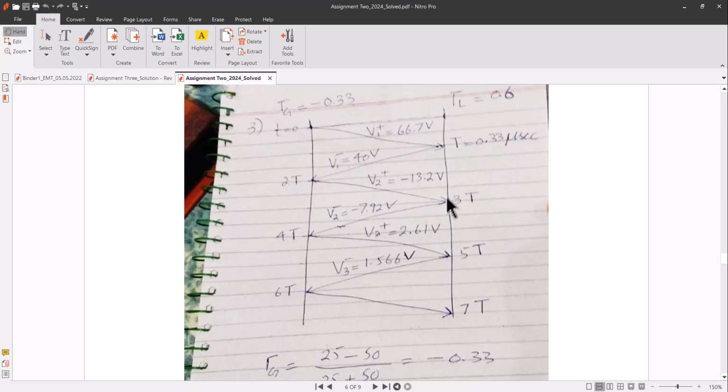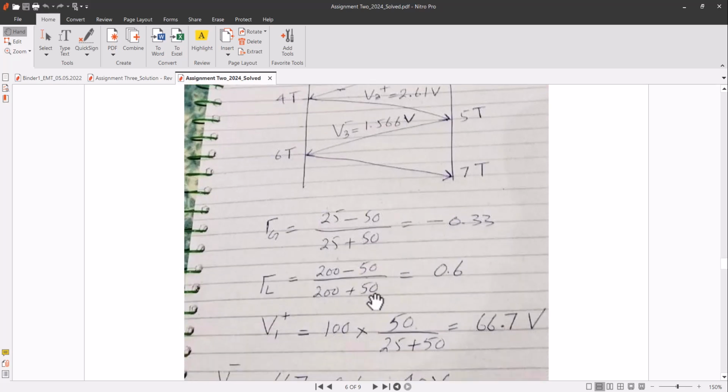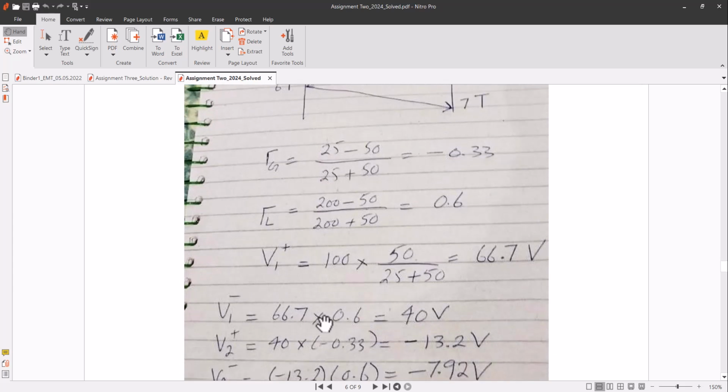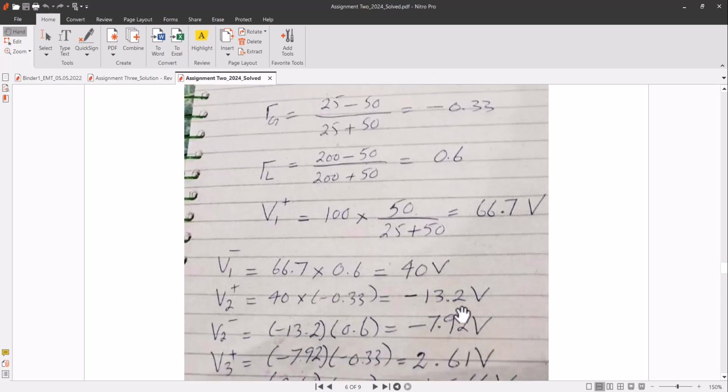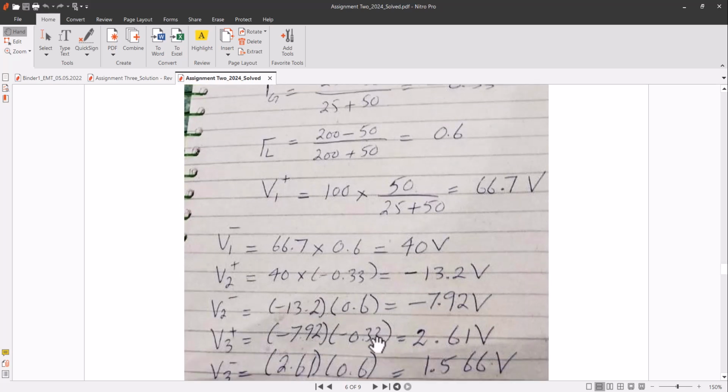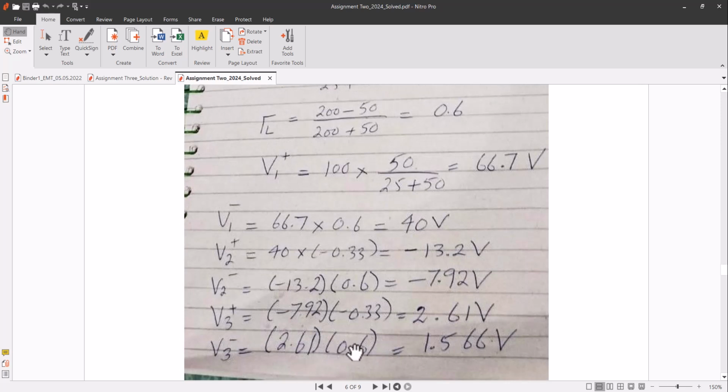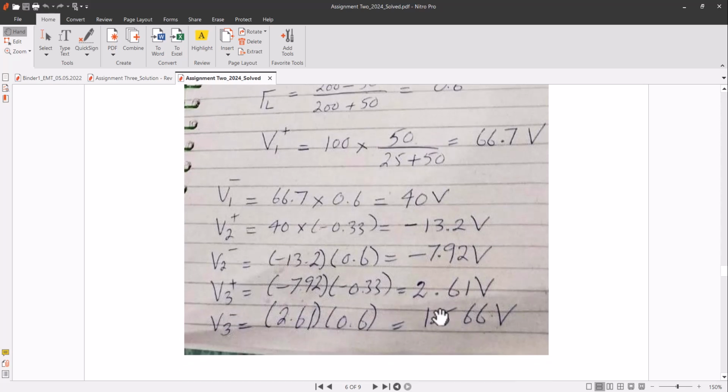Again here we multiply it with tau L, and we get this wave, and here we will multiply it with its reflection coefficient, and we get this voltage, and so on. So V1 plus and V1 minus is 66.7 multiplied by 0.6 tau L, 40 volt, and V2 plus will be 40 multiplied by minus 0.33, that is minus 13.92, and then we multiply it with 0.6, and then with minus 0.33, and then again 0.6, and we get this volt. So these are the voltages we are getting.